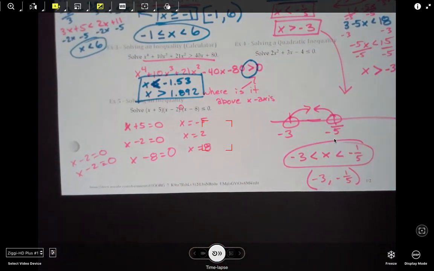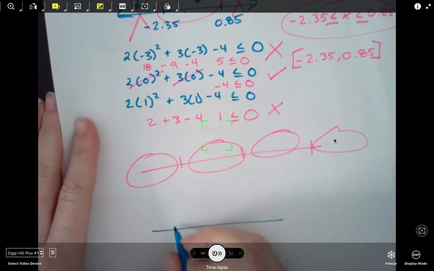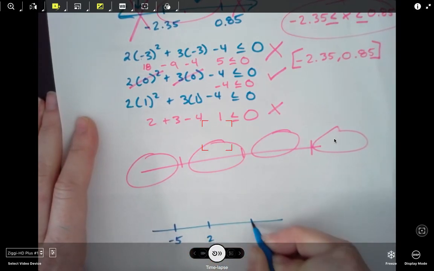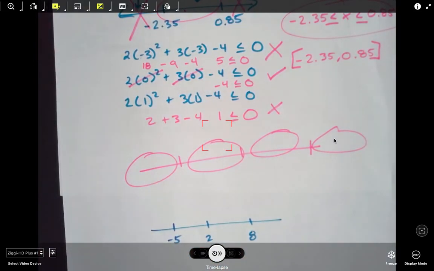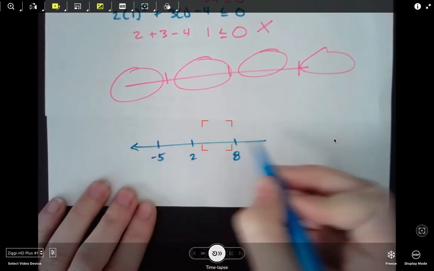Okay, I still put those on a number line just in case I maybe got my stuff screwed around a little bit. Okay, so number line here, my numbers were negative 5, 2, and 8. Here's a scenario, Josh, where you have 3 critical numbers and 4 ranges. So not just in calculus, in this class also.